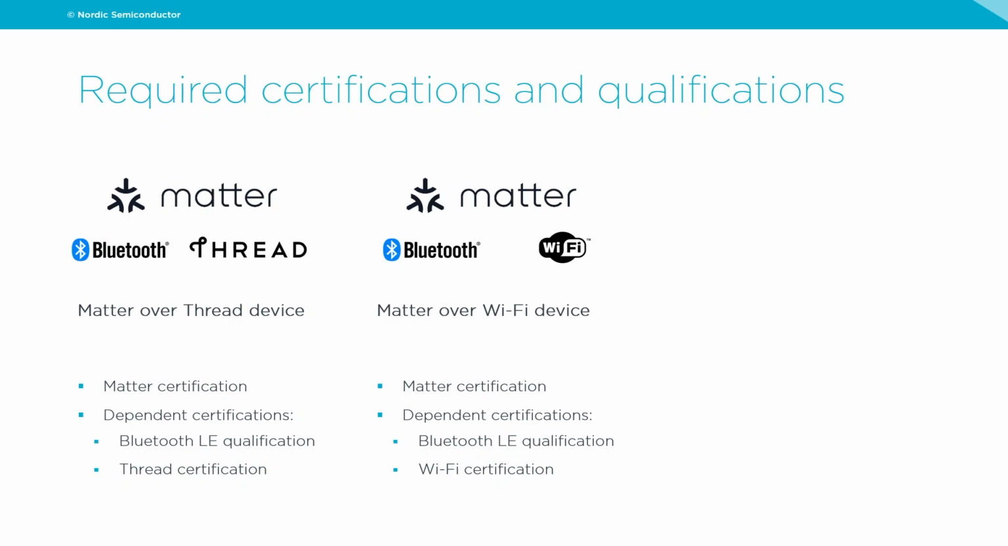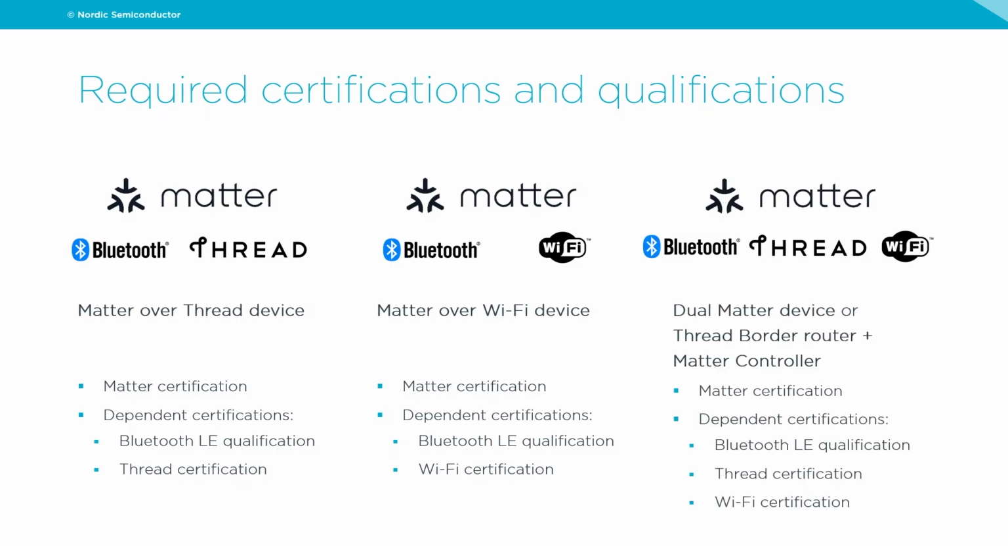If you plan a Matter over Wi-Fi device, in addition to Matter certification, you should also plan Bluetooth LE qualification and Wi-Fi certification. And if you plan a dual Matter device, which combines both Matter over Thread and Matter over Wi-Fi, or you maybe plan to build a smart home hub, which combines Thread border router and Matter controller, then in addition to Matter certification, you should also plan for Bluetooth LE qualification, Thread certification, and Wi-Fi certification.